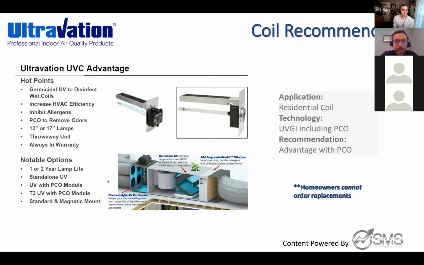This is the Ultravation UVC Advantage. This is germicidal UV to disinfect wet coils, increases HVAC efficiency, inhibits allergens. It does have the PCO technology to remove odors. It comes in a 12-inch or 17-inch lamp. It is a throwaway unit, which basically means that instead of replacing the bulb every 2 years, you replace the entire thing. You pull it out and put a new one in. That means it's always in warranty, because the whole thing is always under a 2-year warranty.